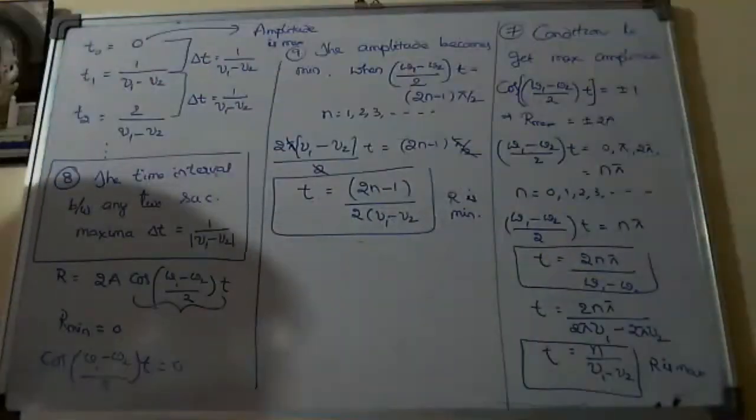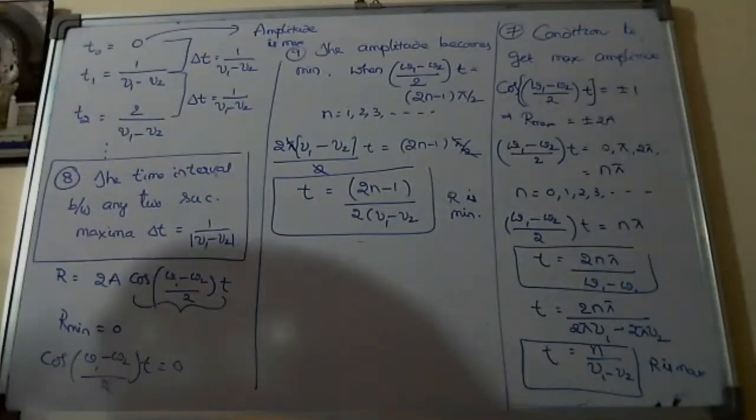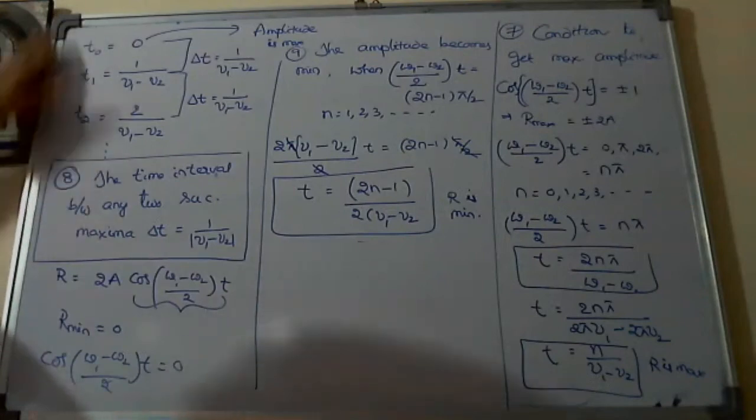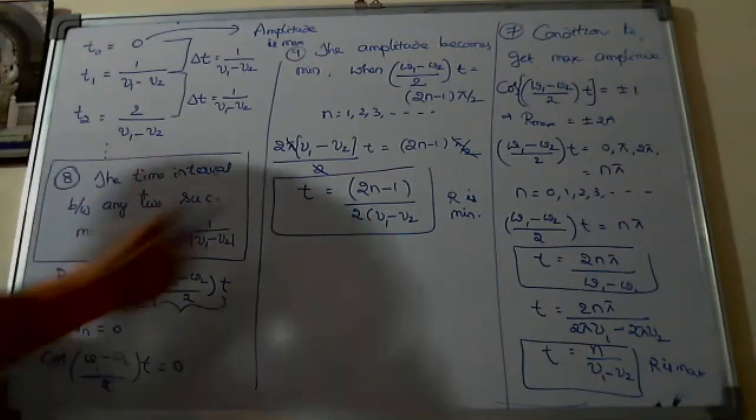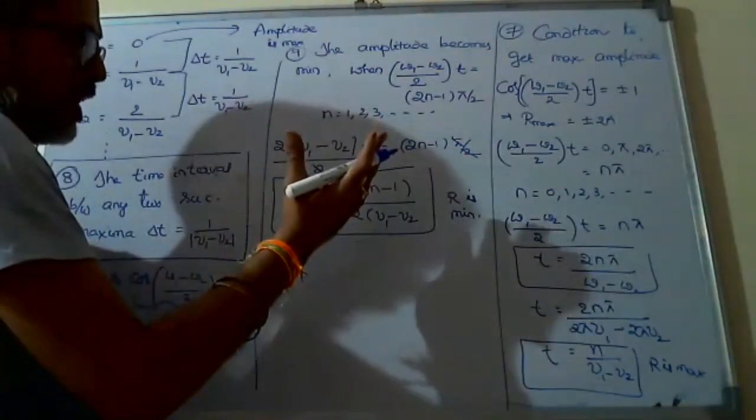Two conditions we got. Then in the same way, at what times does the amplitude become minimum? If you see, n equals 0 is not there.